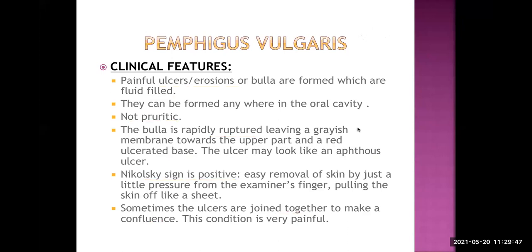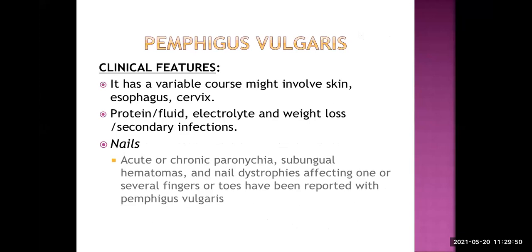Let's move on. Now, this disease has a variable course, so we cannot really pinpoint what type of course it will follow. In some patients it may behave differently than in others. In some, it may only involve the skin, for example. In others, skin along with mucous membrane can be involved. Even the cervix can be affected in females, so it may lead to cervical ulceration. Protein, fluid, and electrolyte loss and weight loss occur because of secondary infection. A lot of things can happen here. Now let me explain why these things occur.